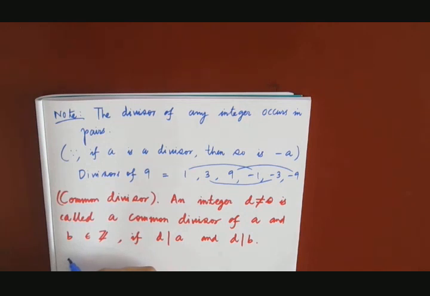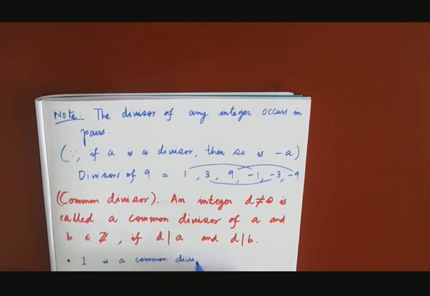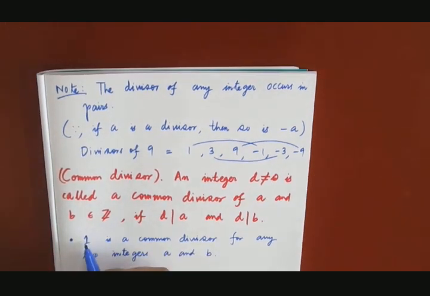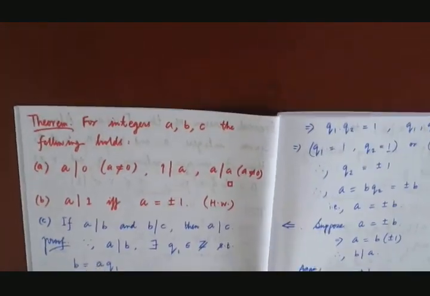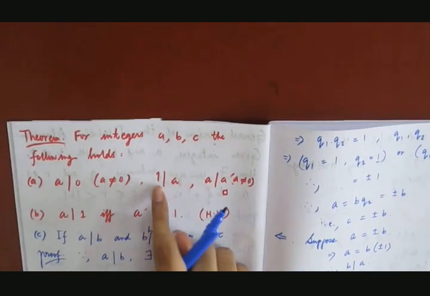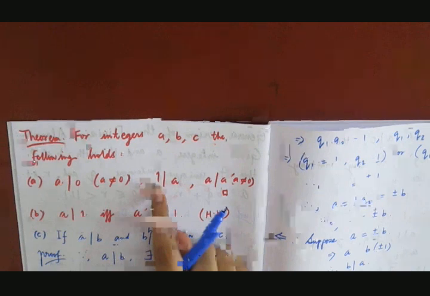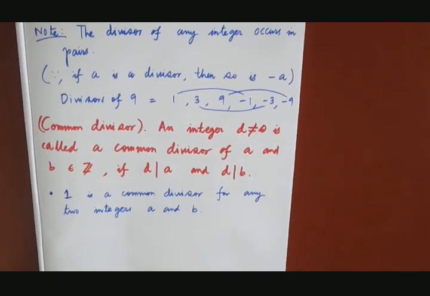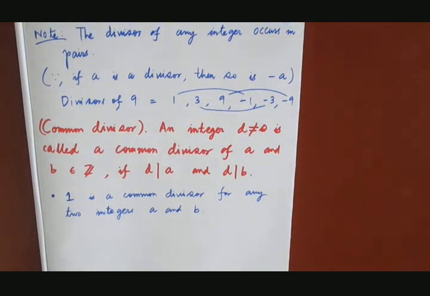Now, first thing, 1 is a common divisor for any two integers a and b. You know why? The result follows from the definition. 1 will divide a, 1 will divide b. Just by the definition, it is clear that 1 is a divisor of a and b. So you give me any two integers, I will definitely find a common divisor. That is 1.